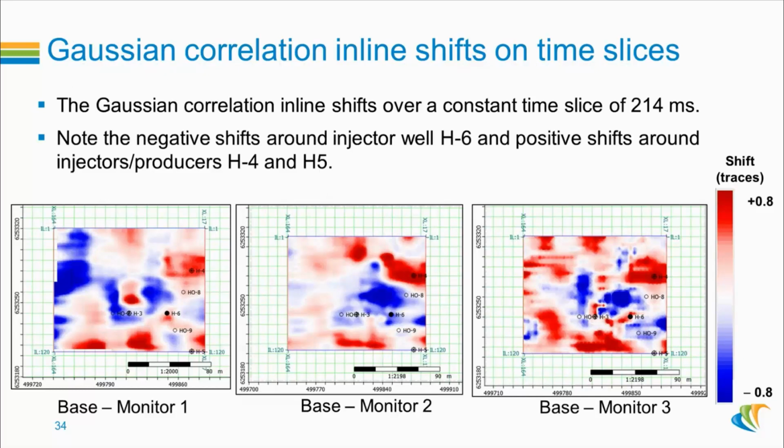And now we're seeing the time shifts. They seem to be very similar to what we saw in the previous studies, except we might be seeing a little more effect in monitor 2, the difference between base and monitor 2. But we're seeing strong effects in base minus monitor 3 as well, although H6 is now slightly positive.